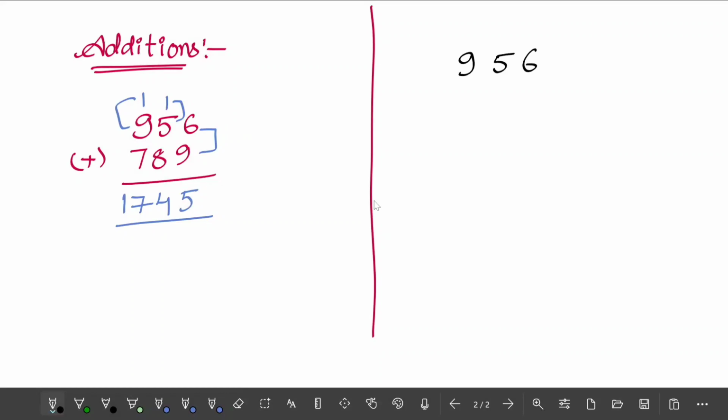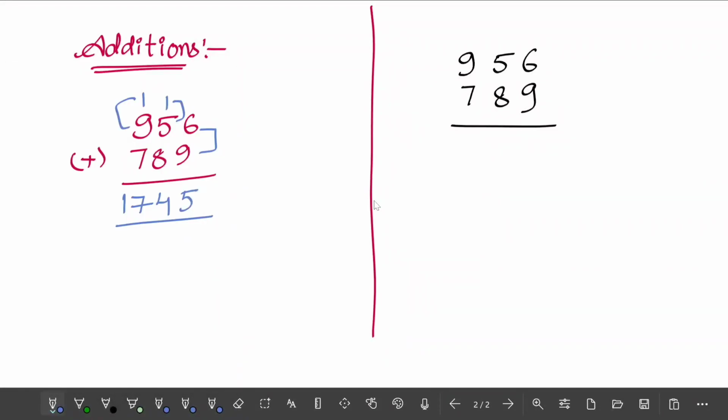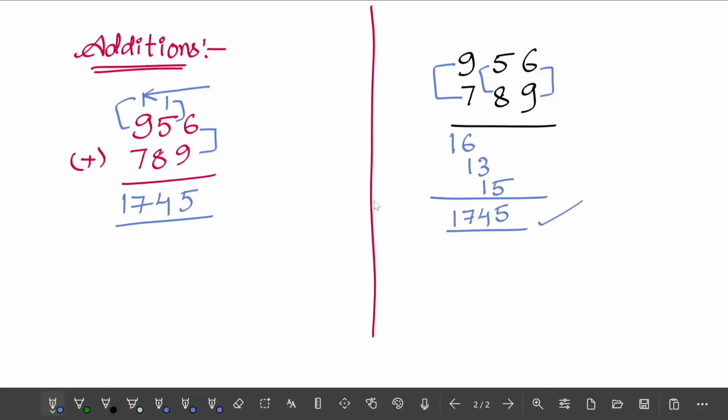Sir, 956, 789. But we don't do that in the school method. We do it differently. So here we went from right to left, and in our method we go from left towards right. Sir, how? 9 plus 7, sir, it's 16. 5 plus 8, sir, it's 13. 6 plus 9, sir, it's 15 again. So it's 5 and it's 4 and it's 7 and it's 1. Sir, still we don't feel the difference between the methods. Is it?